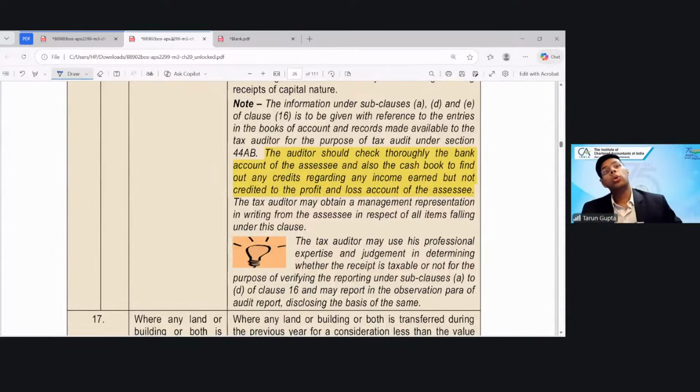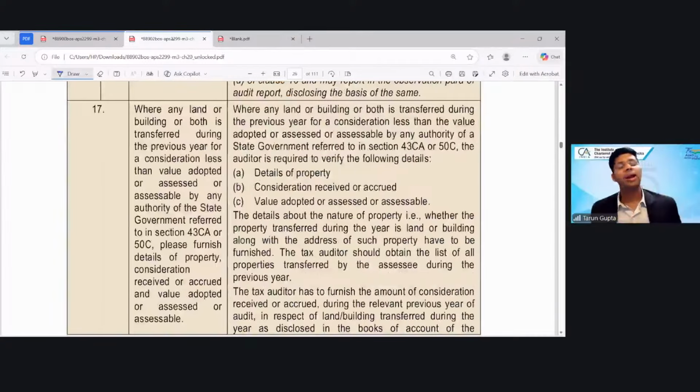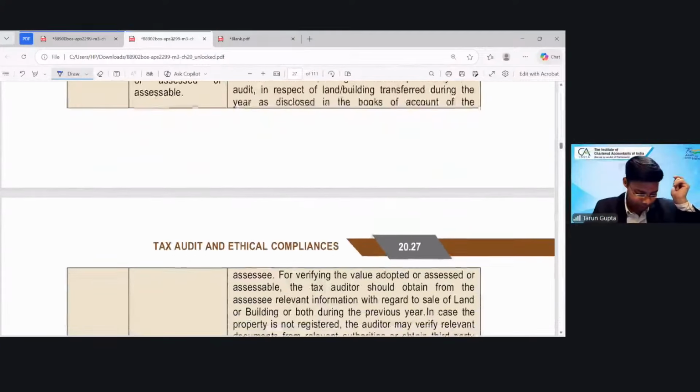Clause 17. Clause 17 says if any asset, land and building or property, has been sold for a value less than the stamp duty value. If you know, there's section 50C or 43CA which says that if the stamp duty value exceeds 110% of the consideration, then the stamp duty value is treated as the consideration for the purpose of capital gains or PGBP, as the case may be. So if any land or property has been sold for less than the stamp duty value, then all these factors, the address of the property, the stamp duty value, and the price for which it is sold, are to be stated as a part of clause 17.